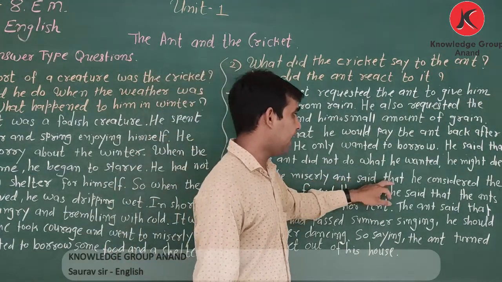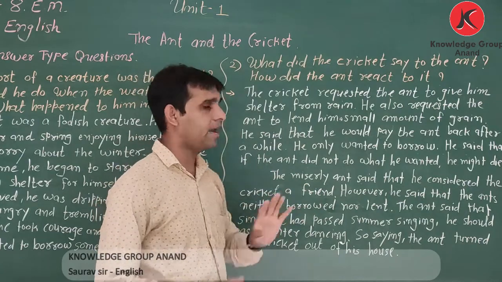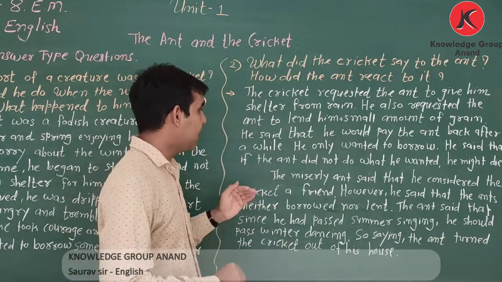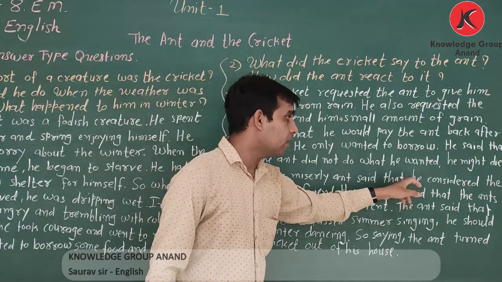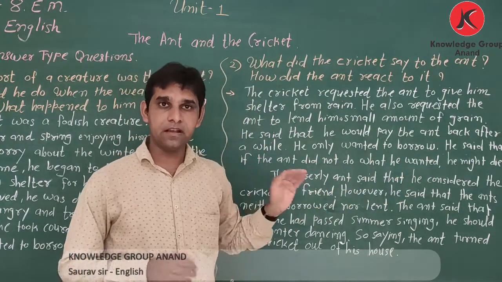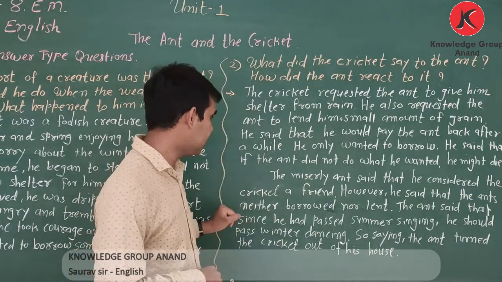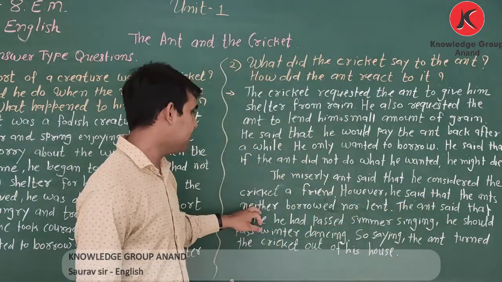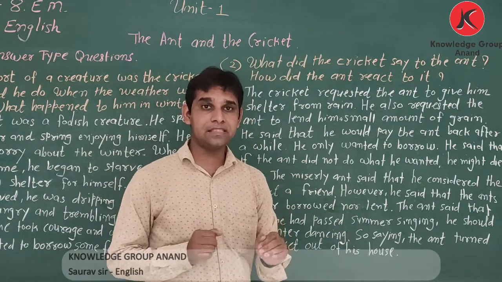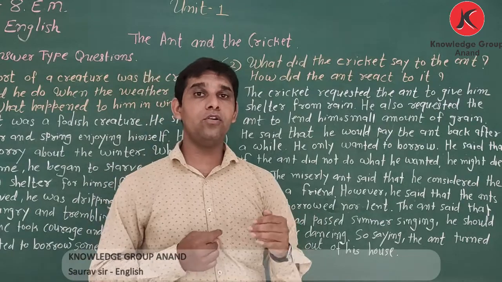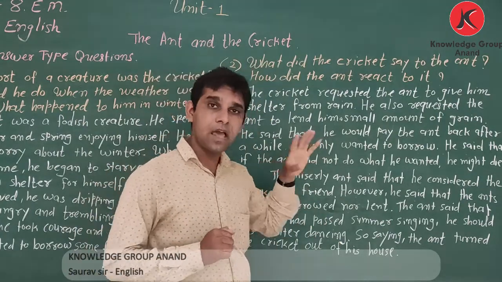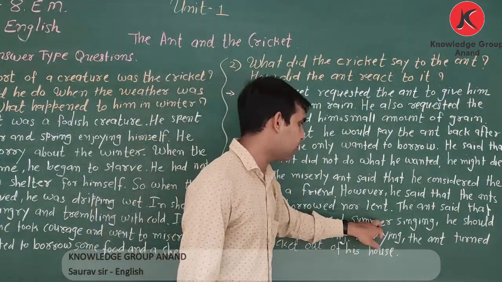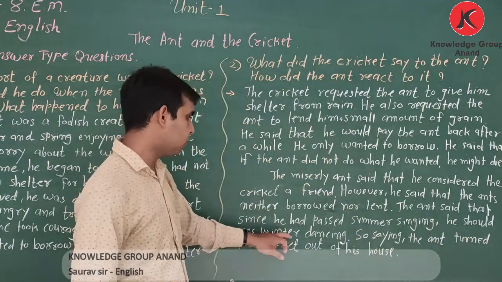Now turns to the answer the ant gave the cricket. The miserly ant said that he considered the cricket a good friend. However, he said that ants neither borrowed nor lent to anyone. That is his principle. The ant said that since the cricket had passed the summer singing, he should pass the winter dancing.